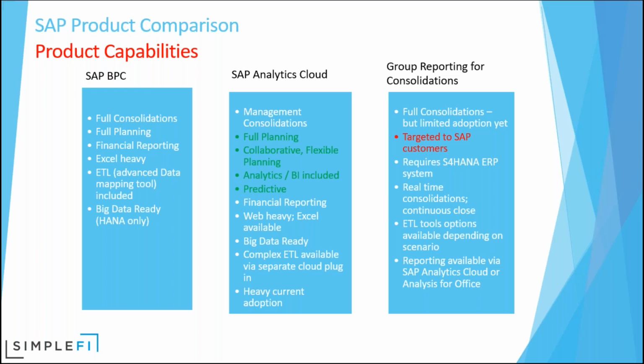This is web heavy, so the main interface is Chrome. There is Excel available, but what we see is most of our customers are really focused on Chrome. It's also big data ready. SAP Analytics Cloud runs on HANA. SAP is essentially hosting that for you as a shared service, right? Complex ETL: unlike BPC, ETL doesn't come with it, so we can add that on via separate cloud plugins that integrate and work with SAP Analytics Cloud, but it doesn't come with that ETL, right?